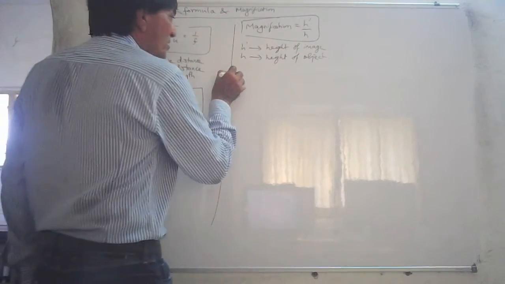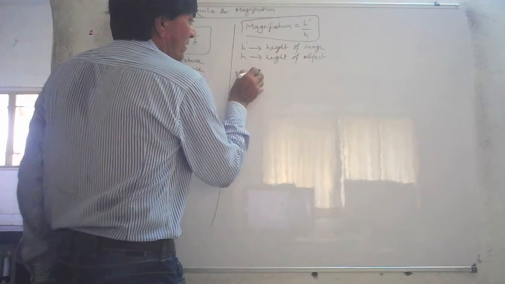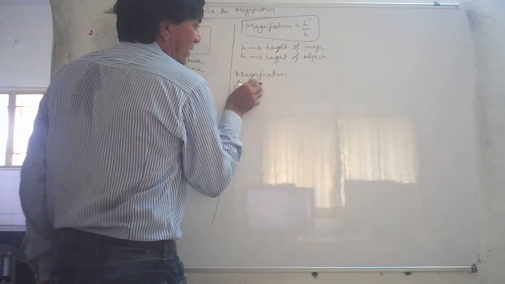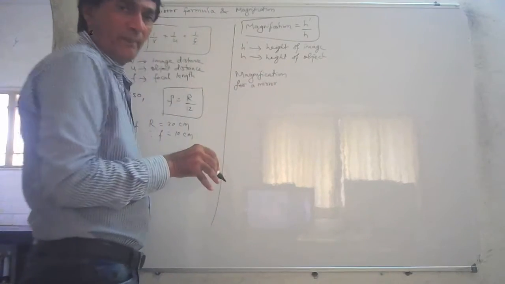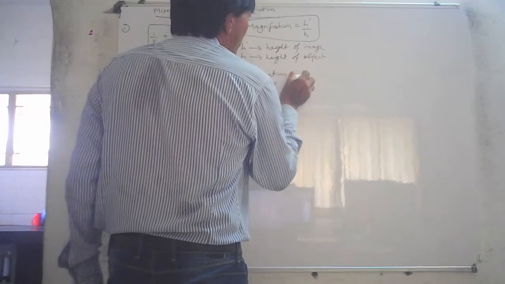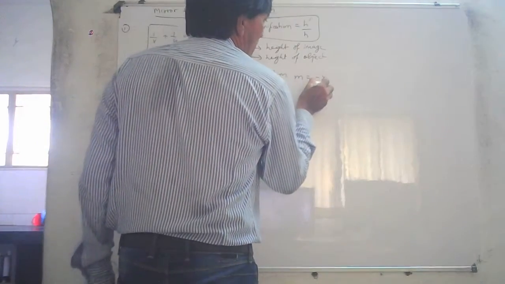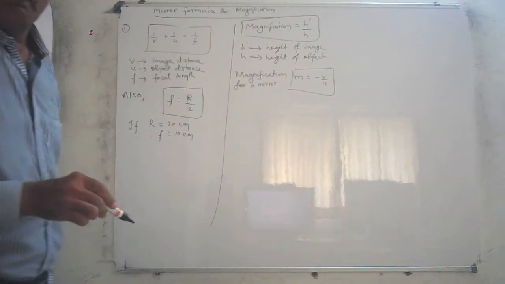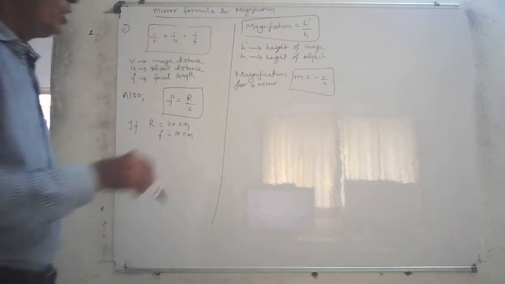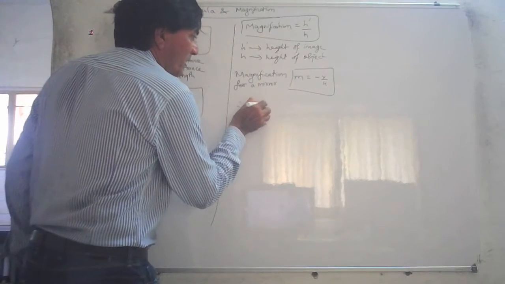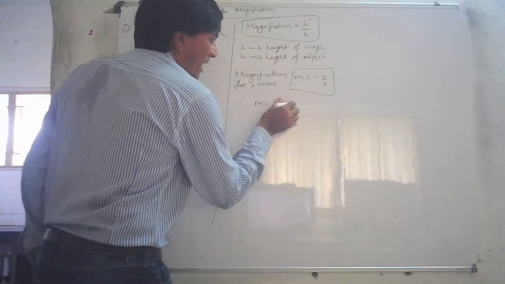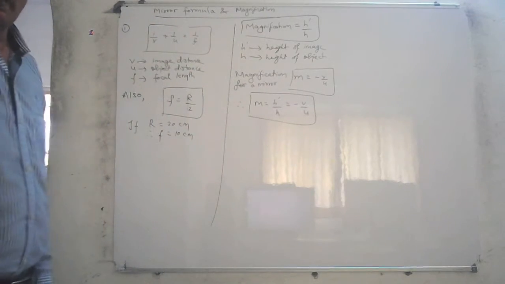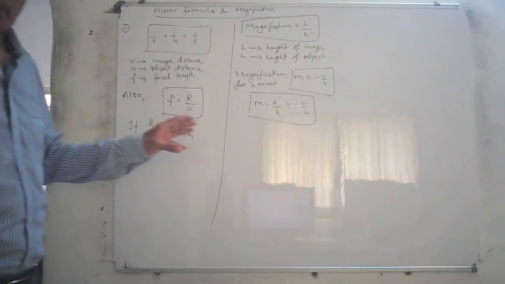But magnification can also be given in a different way. For a mirror, magnification will also be m is equal to minus v upon u. This is another formula. Magnification is written as m. The symbol for magnification is m. So therefore, we have got m is equal to h dash upon h, and that is equal to minus v upon u. This is the formula for magnification that we need to remember.